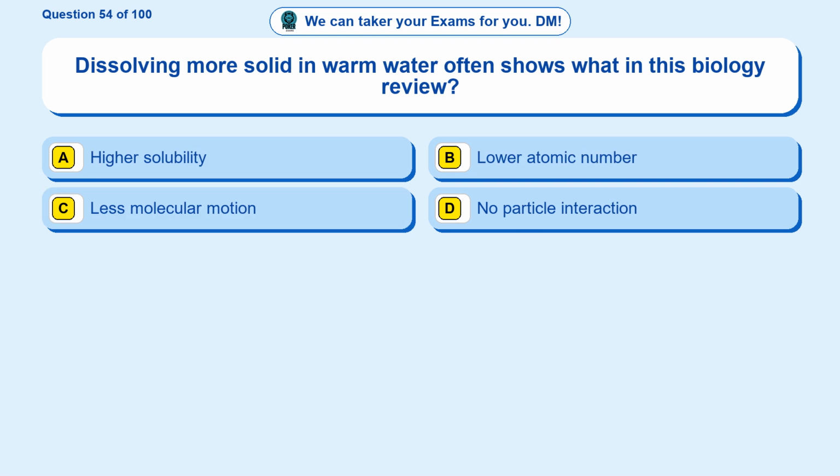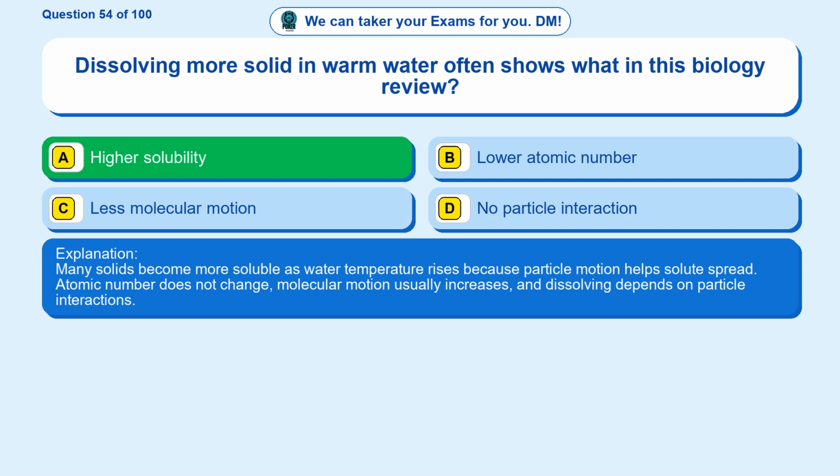Question 54. Dissolving more solid in warm water often shows what in this biology review? Option A, higher solubility. Option B, lower atomic number. Option C, less molecular motion. Option D, no particle interaction. The correct answer is option A, higher solubility. Many solids become more soluble as water temperature rises because particle motion helps solute spread. Atomic number does not change, molecular motion usually increases, and dissolving depends on particle interactions.